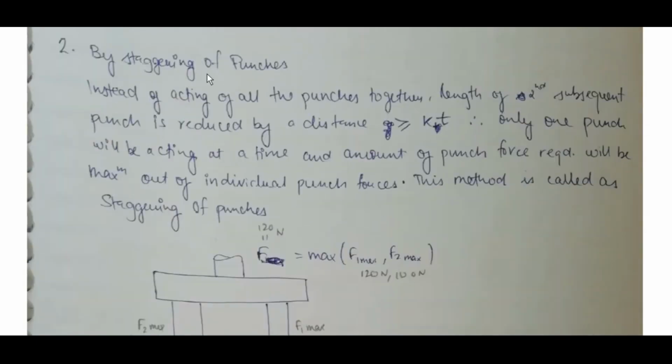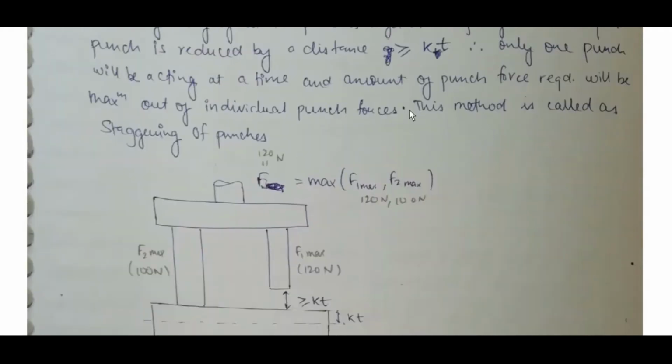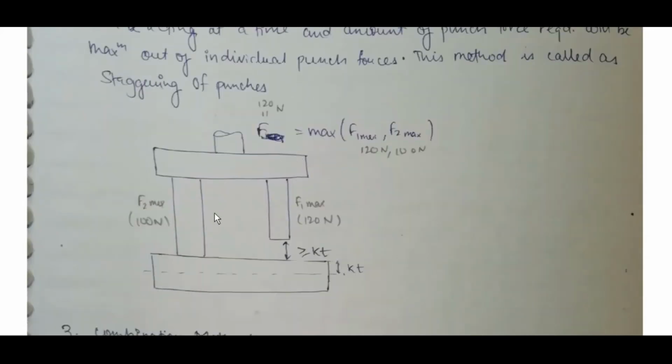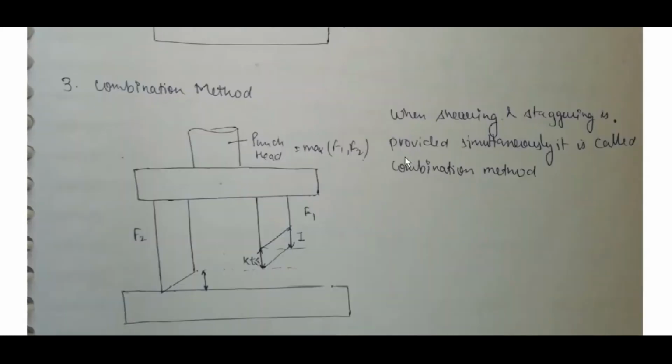By staggering of punches, instead of all punches acting together, the length of each subsequent punch is reduced by a distance greater than or equal to KT. Only one punch will be acting at a time, and the punch force required will be the maximum of the individual punch forces. This method is called staggering of punches. F is equal to the maximum of F1 and F2.